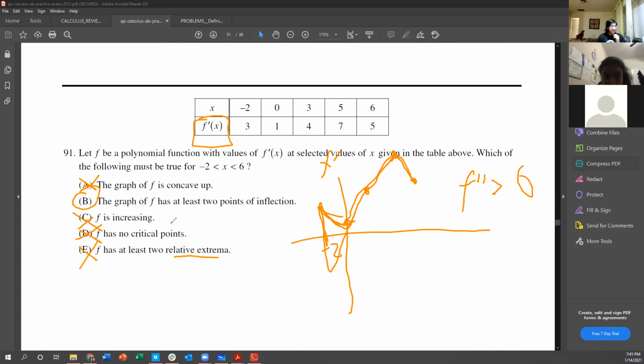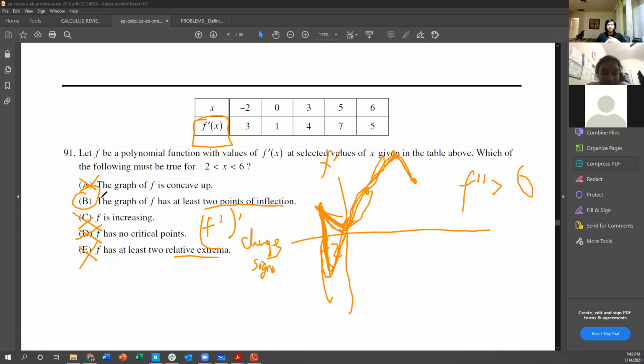But if we have to justify how we know that, points of inflection are where the second derivative changes, which means that f prime changes signs. So we can see, by the intermediate value theorem, that it's decreasing here and then it's increasing. No matter what, somewhere on this interval, it has to change signs. It changes from negative to positive, and then once again from positive to negative. That's how we can prove it's B.